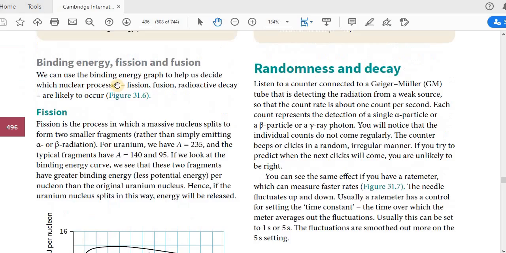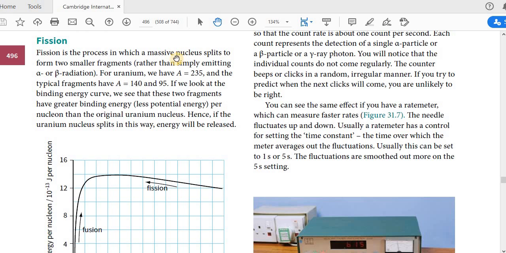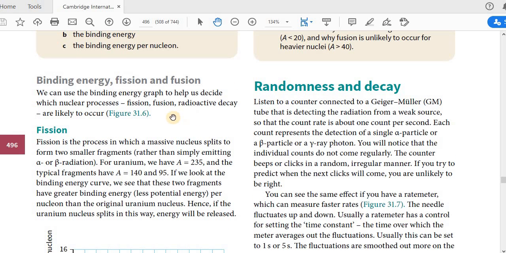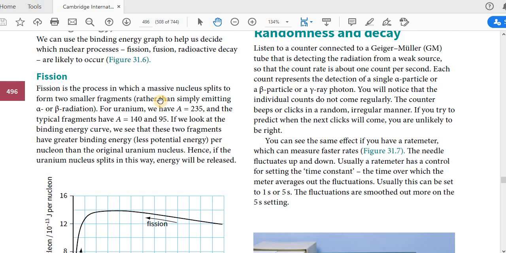Okay, so you can see here, fission is the process in which a massive nucleus splits to form two smaller fragments, rather than simply emitting alpha or beta radiation. Now, remember in decay, we got alpha radiation, beta radiation, like that. That was in radioactive decay. So we saw what happens in beta minus decay, beta plus decay, and also in alpha decay. So that is different from fission. Okay, so fission splits into two smaller fragments rather than simply emitting alpha or beta radiation.